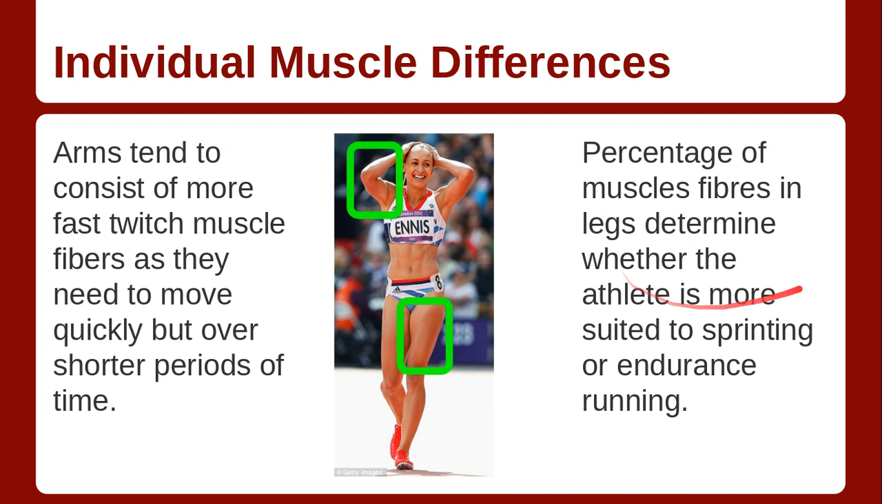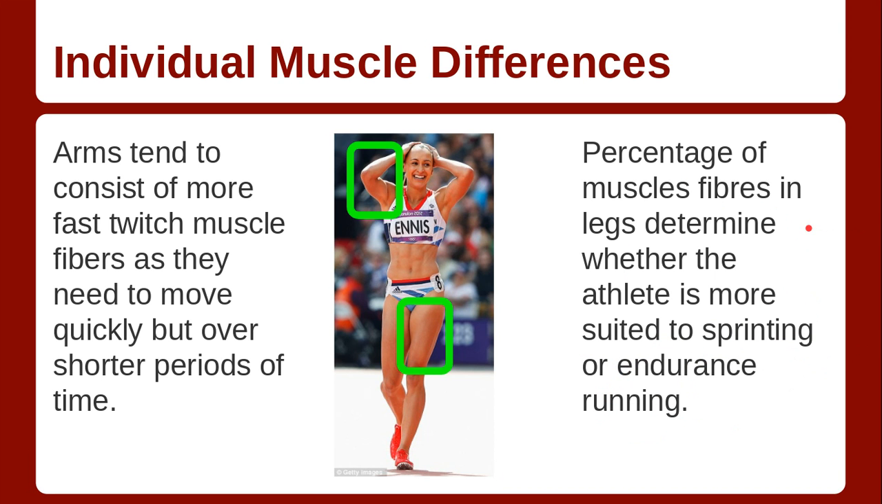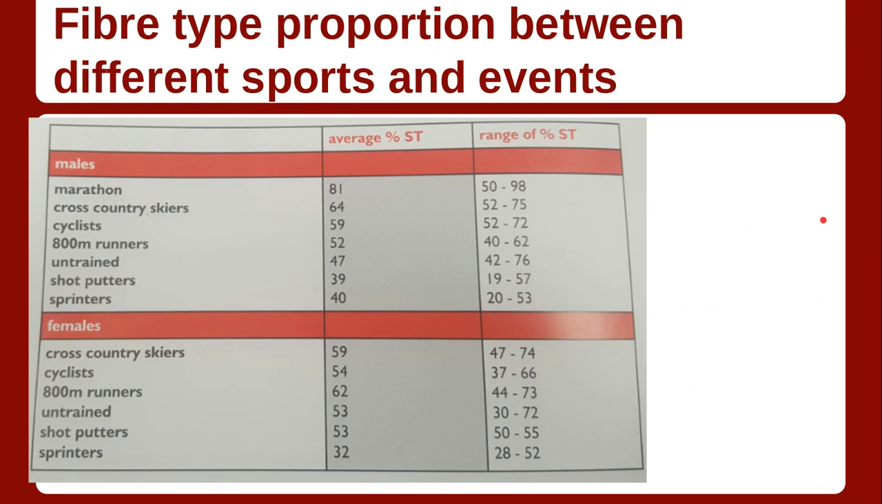So there's lots of slow twitch fibers, but obviously some athletes will have larger numbers of fast twitch fibers than others, and then will obviously be suited to things like sprinting, and then others will have more slow twitch, and will be suited to things like endurance running. So individual muscle differences exist within an individual's different parts of their body.